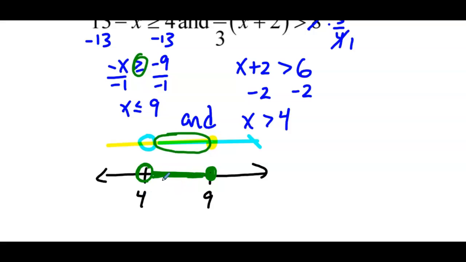And again, we can check this. Pick a value between 4 and 9, so like 7. 7 is less than or equal to 9. Good. 7 is greater than 4. Good. Check a value less than 4, like 0. 0 is less than or equal to 9. Good. 0 is not greater than 4. So anything over here, no good. And the same thing can be shown there. So we can check ourselves as well with these problems, as long as our work is correct.